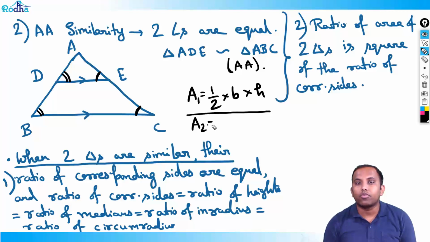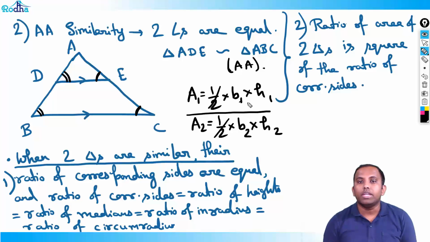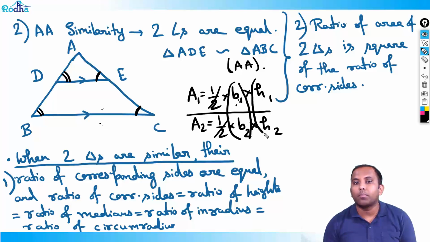So the areas of two similar triangles: half into base into height, right? Let's say b1 h1, and b2 h2. The half gets cancelled. So it is b1 h1 upon b2 h2, right? So each term will be what? Now this is base, right? What is base here? Base is any side of the triangle. So once you take the side ratio, side into side, it is b1 upon b2 into h1 by h2. So this side ratio, it becomes what?